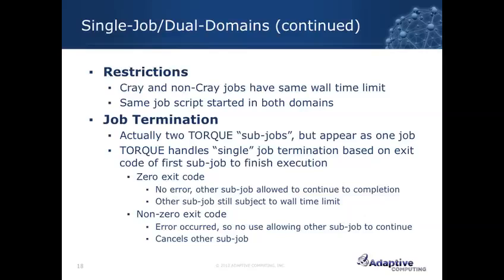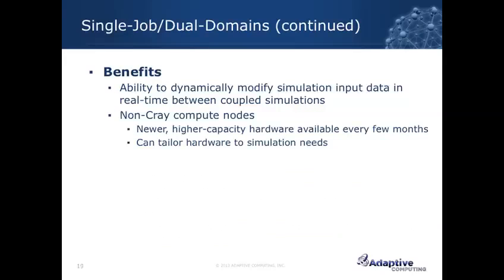Well, basically, Torque handles them as a single job termination based on the exit code of the first subjob. So if you have a 0 exit code, obviously it'll allow the subjobs to complete unless they hit their wall time. If there's a non-zero exit code, it will basically just error out and cancel the other subjob.